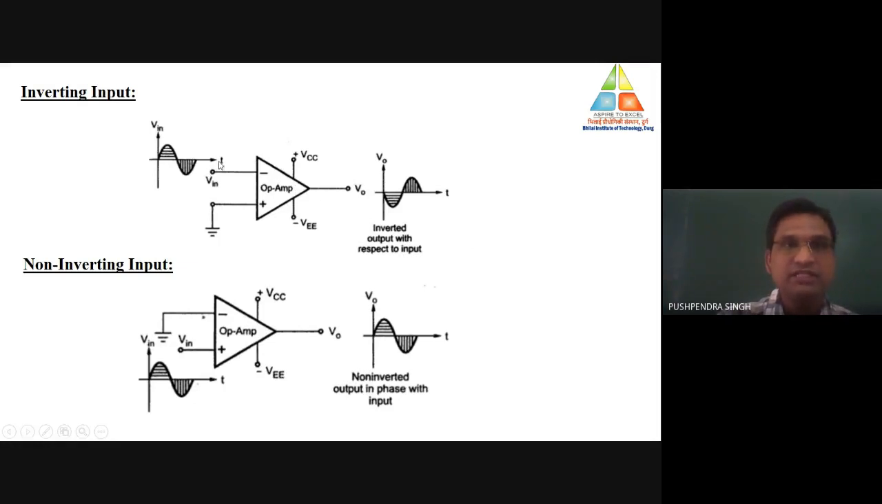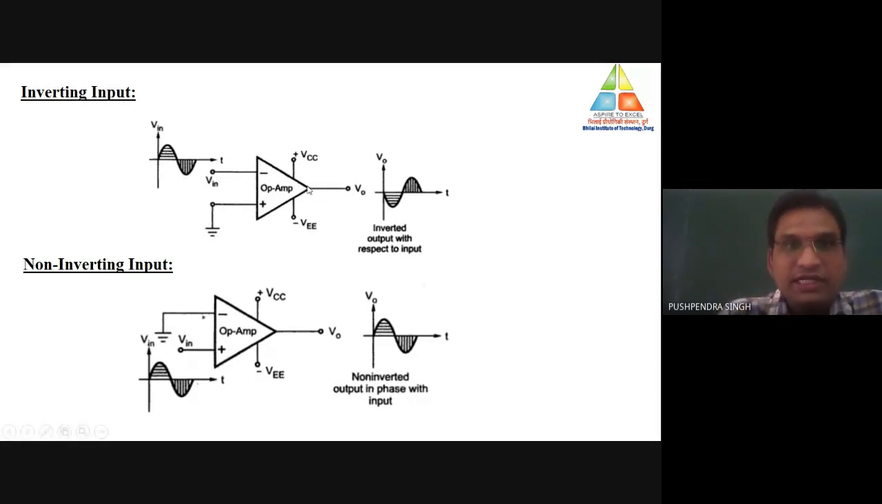Whenever the operational amplifier is connected in inverting mode, you need to ground pin number 3. You can see from here a plus sign is used for pin number 3. Why? Because it's the non-inverting input terminal of the op-amp. So in case of an inverting input signal, you need to ground the non-inverting or positive pin, and with the help of the negative input pin you need to apply the input signal.